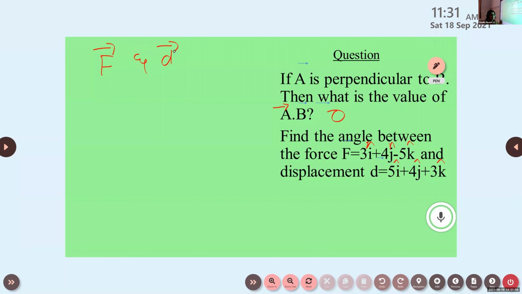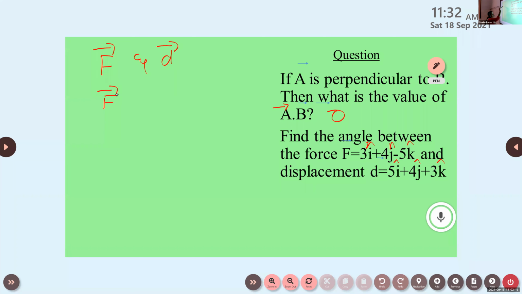Try to correlate this question with the one that we discussed in the previous case. Which equation can we use here in order to find the angle between them? Dot product. Yes, it is the dot product.